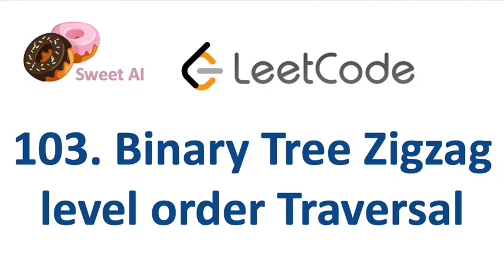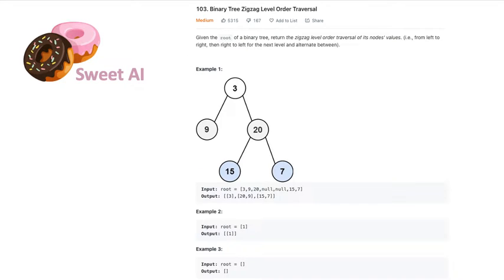Binary Tree Zigzag Level Order Traversal from LeetCode. Let's jump to the question. The question is saying, given the root of a binary tree, return the zigzag level order traversal of its nodes' values.